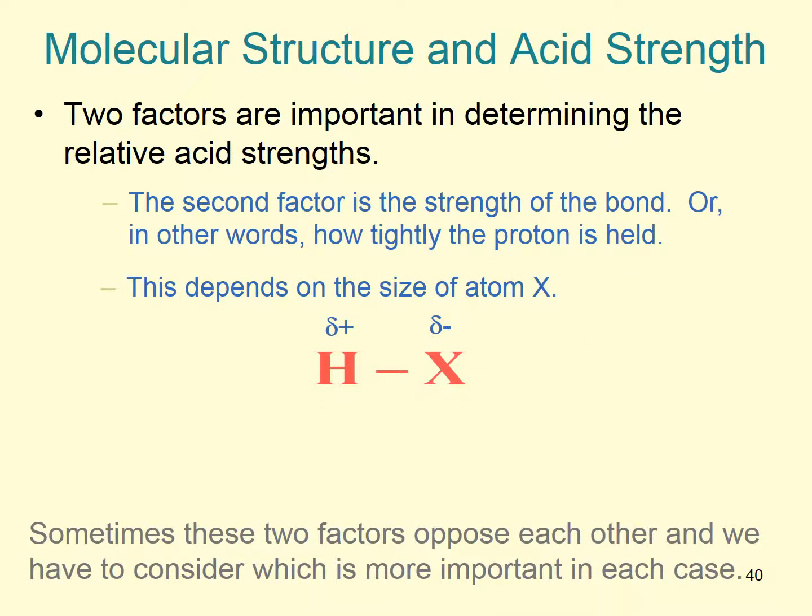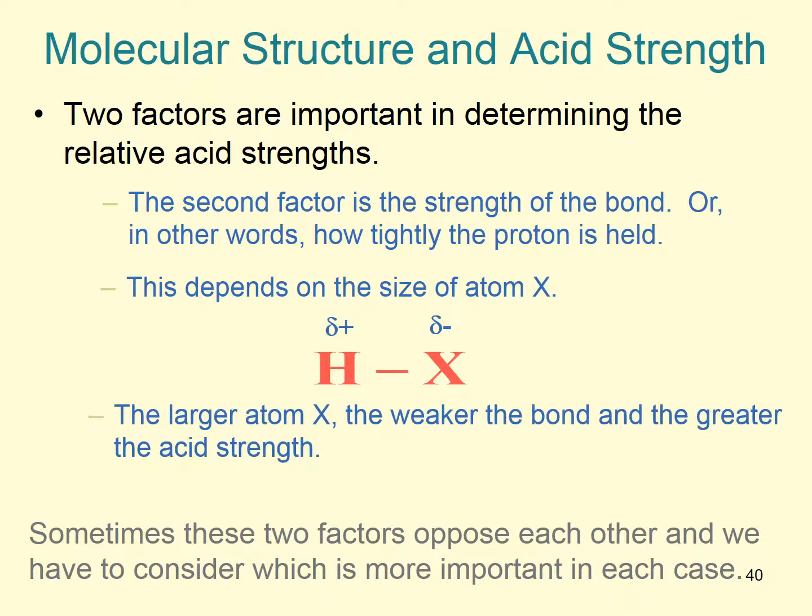The second factor is the size of X. If we have a polar bond, that is important, but it's also how tightly H is held onto X from another point of view, and that would be how close H is to X. The bigger X is, the farther away H is, and the easier that bond is to break. So the larger X is, the weaker the bond, and the greater the acid strength.